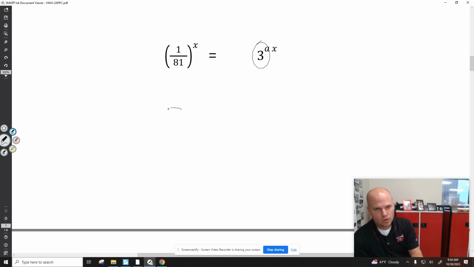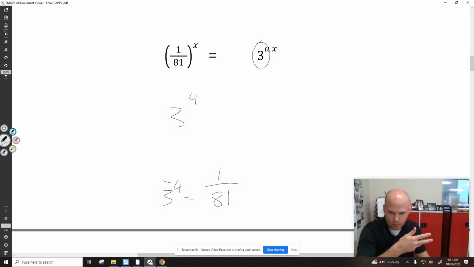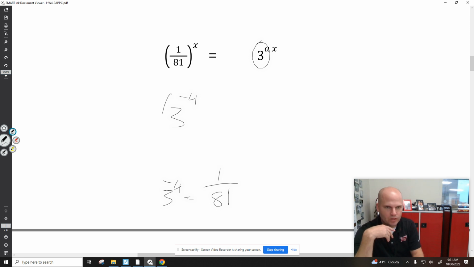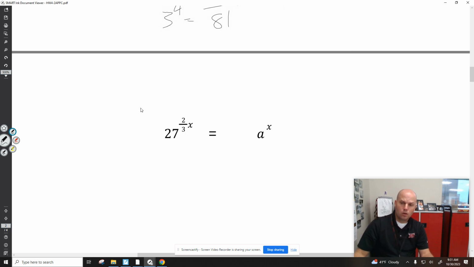So this is a similar one. 3 to what power is 1 over 81? Well, 3, 9, 27, 81. 3 to the 4th power is 81. That means 3 to the negative 4th power will be like dividing by 3 four times. Boom. 3 to the negative 4th is the same as 1 over 81. So 3 to the negative 4x is the same as 1 over 81x. So we get A is negative 4. Cool.